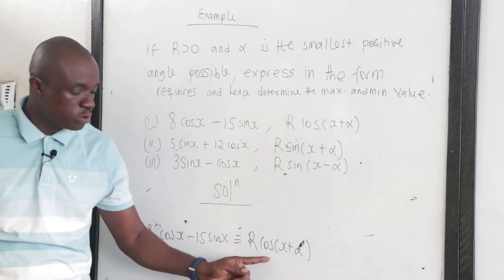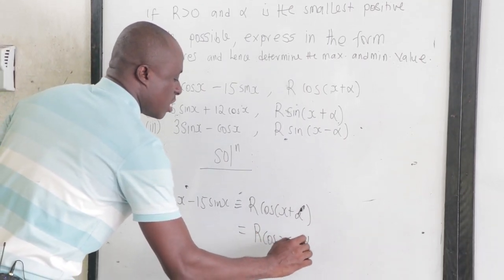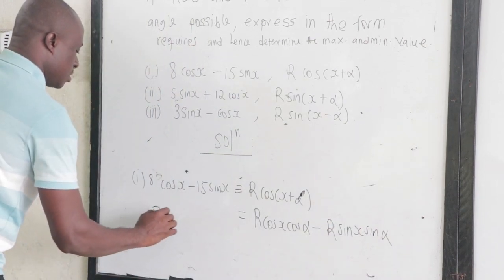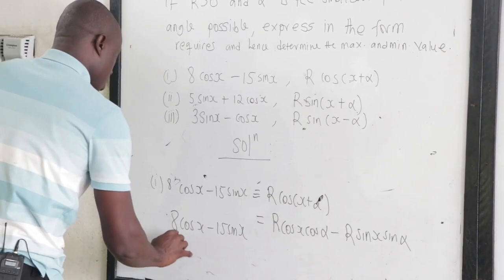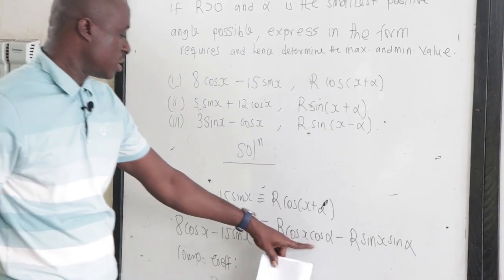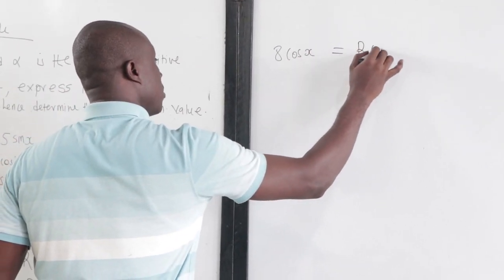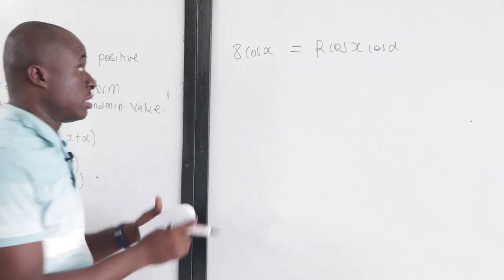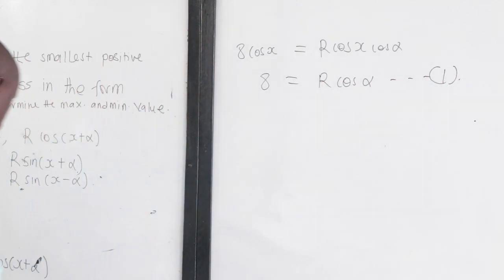Now what are we supposed to do? First, expand the right hand side. So this is just the same as r cos x cos alpha minus r sin x sin alpha, and that is 8 cos x minus 15 sin x. Now compare coefficients. 8 cos x will be equal to what? r cos x cos alpha. So we have 8 cos x equal to r cos x cos alpha. Cos x can cancel out, so we have 8 equal to r cos alpha. That's equation 1.